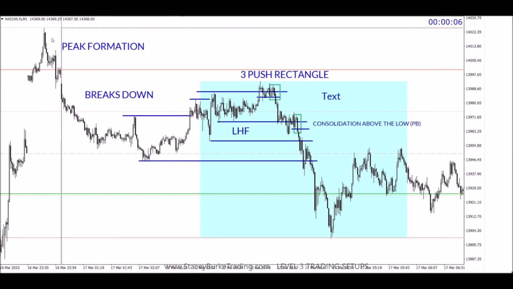Again, a broken down market out of a peak formation into the beginning of the Asian session. It drops down 75 pips. They lock in a low at 50. They go into the third level, but a consolidation pump and dump setup. 3 pushes into the high.